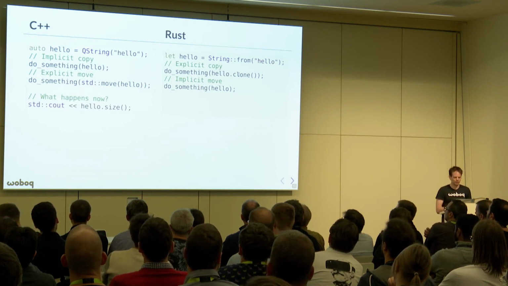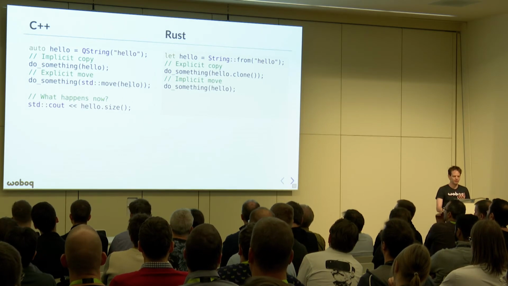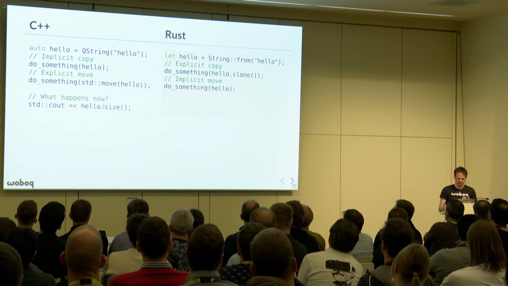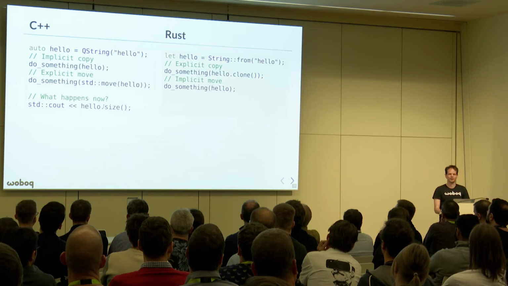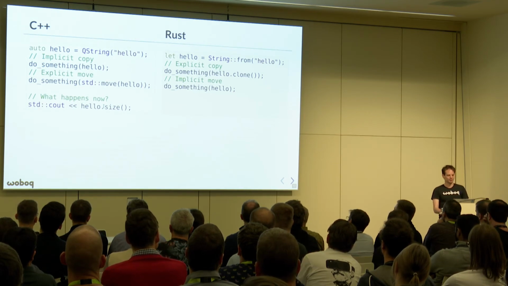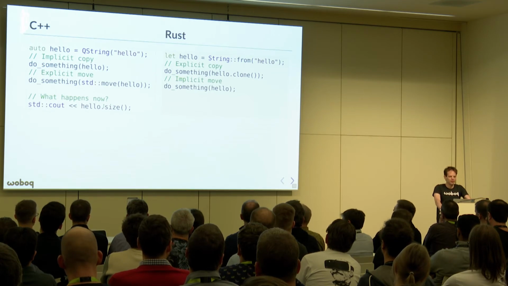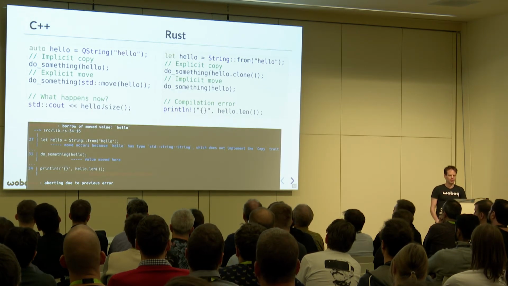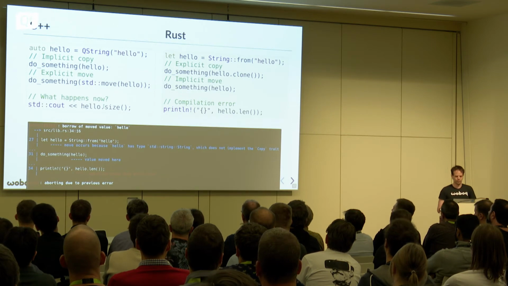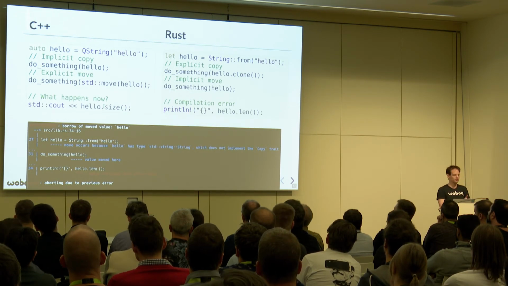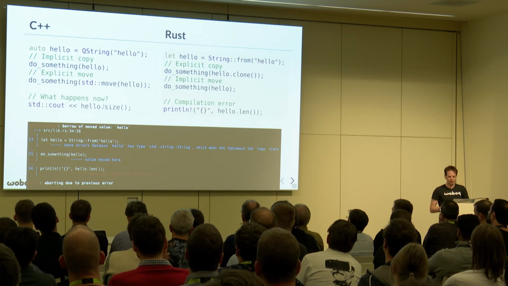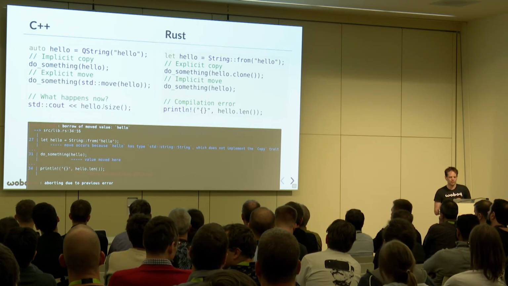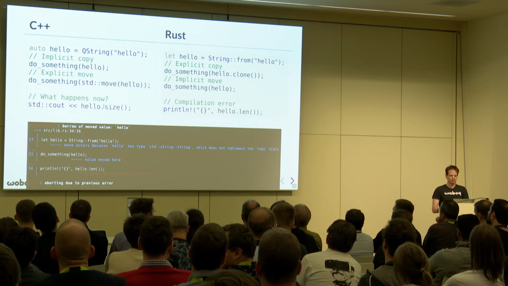And what happens if you use something afterwards? You just moved hello, and then you wonder what's the size. In C++, normally you're not supposed to do that. You're not supposed to use objects after they've moved, but there's nothing that prevents you from doing that. In Rust, if you try to access the object after it's been moved, you immediately get a compilation error saying that you're using something that has been moved, so you're not supposed to do that. The exception is, for example, integers and other trivially copyable types, where move and copy are the same.